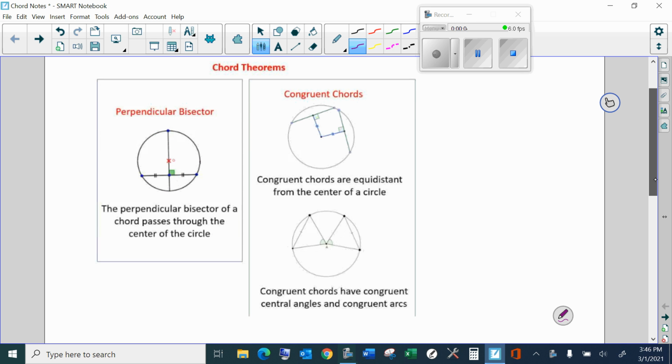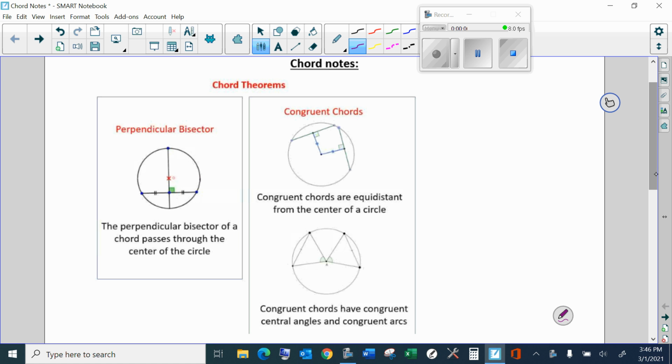Students, we're going to explain your chord notes here. You remember what the definition of chord is from the beginning of circles in the video, and you learned this in 8th grade math as well. A chord is a segment with its endpoints on the circle.